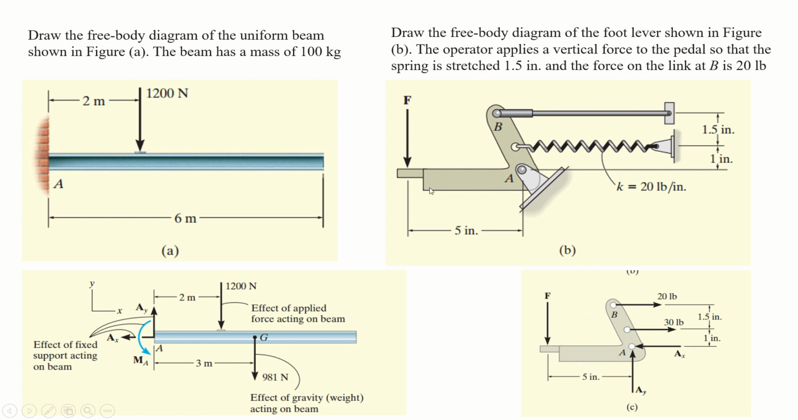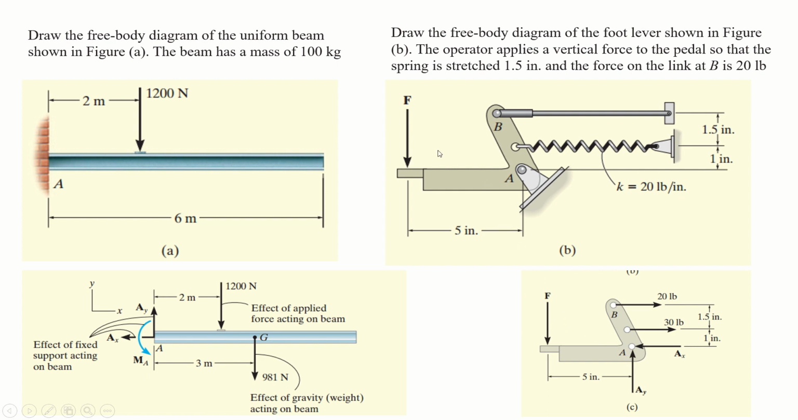We have isolated this lever from the whole system, and then we will show all the forces which are acting on this lever. You can see here that this lever is supported at point A, which is a pin support. So a pin support is basically preventing the motion in X and Y, but it is allowing the rotation of this link.